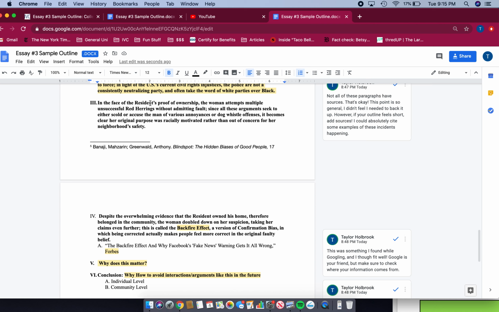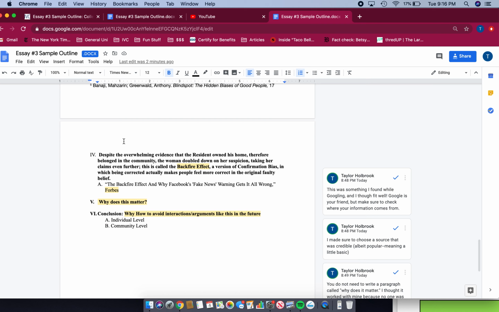I went on to bring up red herrings, her red herrings of saying, oh, you're a drug dealer. That is also just going to be more analysis, so I didn't feel the need to bring up any sources. And as I went on, as I was researching and just Googling things, I found something called the backfire effect. I thought that'd be an interesting thing to bring in.